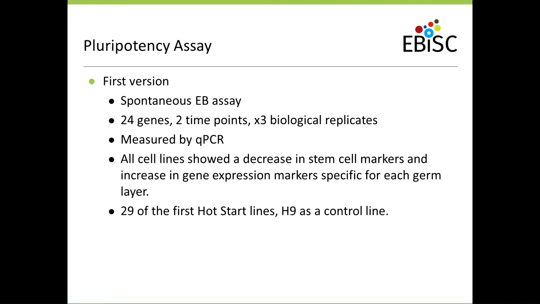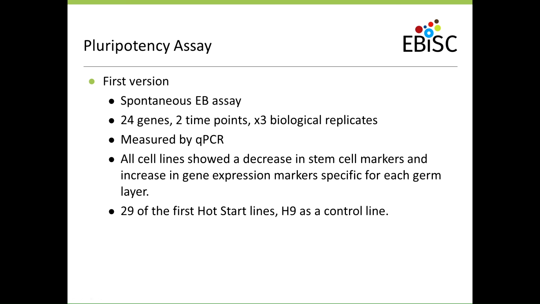So we spent a lot of time looking at pluripotency assays and how to try and improve them, make them more robust and cost-effective. So the first assay we looked at was a spontaneous EB assay. We looked at 24 genes, 2 time points, and 3 biological replicates, and these were measured by qPCR. And we found that all cell lines showed a decrease in stem cell markers and an increase in gene expression markers for each germ layer.